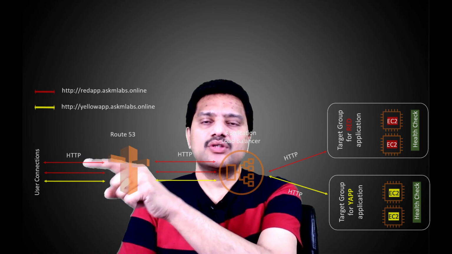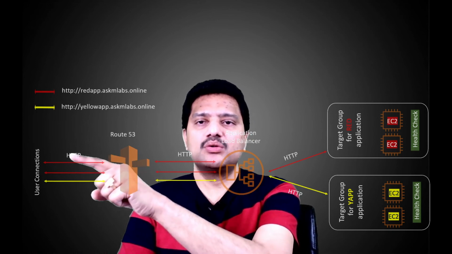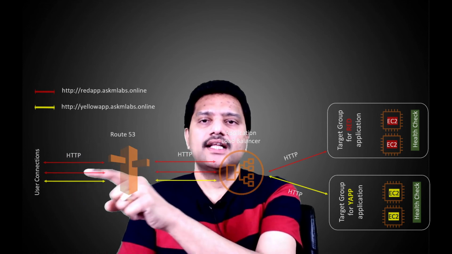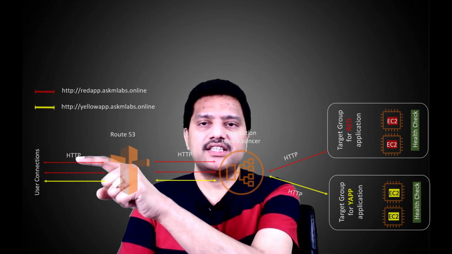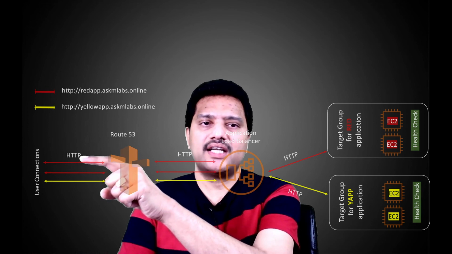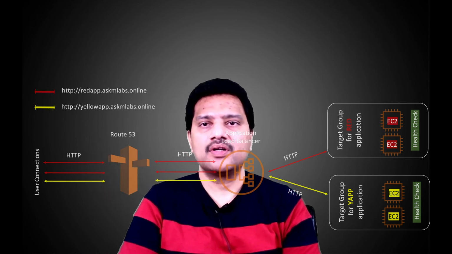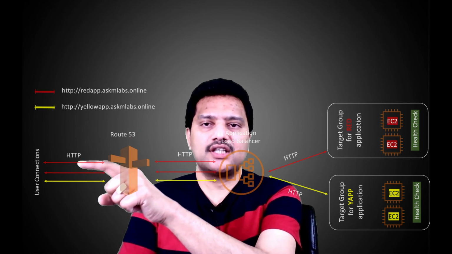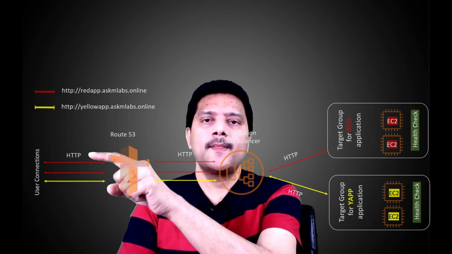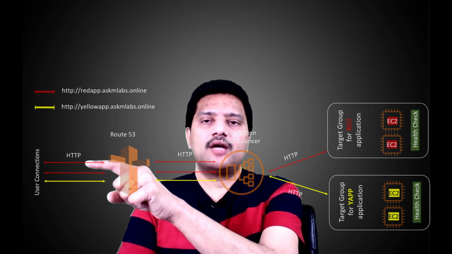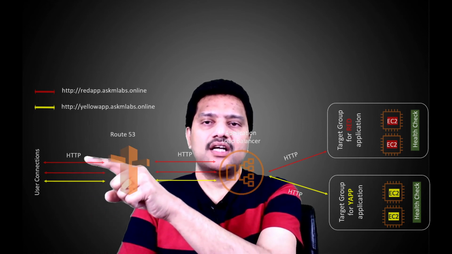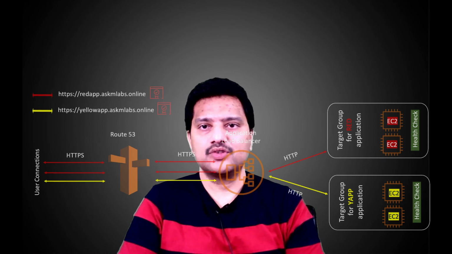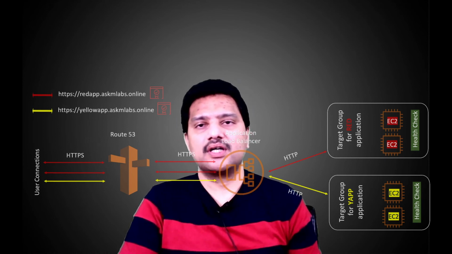What we are going to show in this demo is how to secure this connection from the end user to Route 53. That means we are going to change this HTTP protocol to the HTTPS protocol. Similarly, the same thing for the yellow app. Instead of accessing the yellow app using HTTP, the user should be able to secure this connection and use HTTPS. So, in the next diagram, this is what we are going to target.